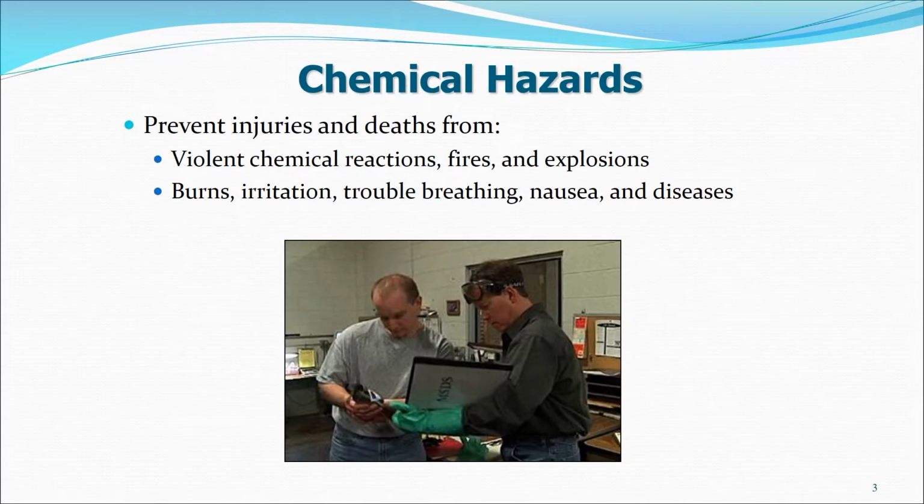You can prevent injuries and deaths caused by exposures to chemicals if you learn about the chemicals before you use them. Some injuries are caused by sudden reactions that happen when the wrong chemicals are accidentally mixed together. Other injuries and deaths happen because some chemicals can catch fire or explode, burn your skin, make it hard to breathe, cause dizziness and nausea, or lead to the future development of diseases.